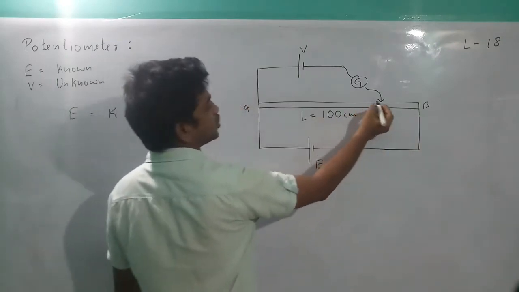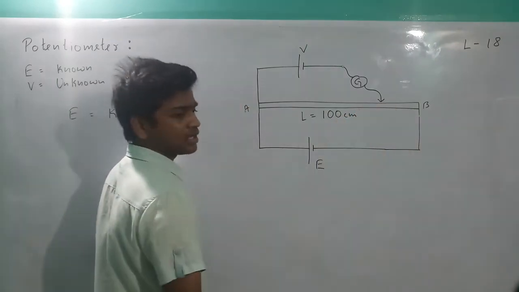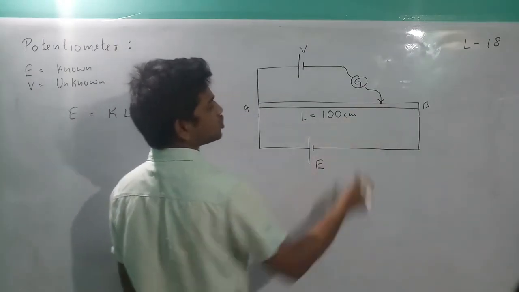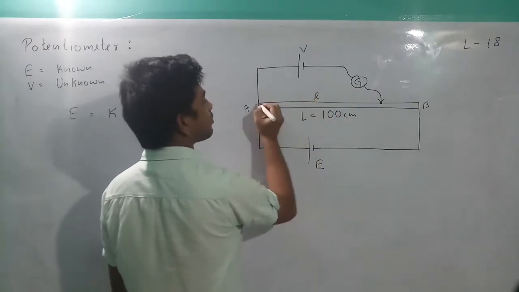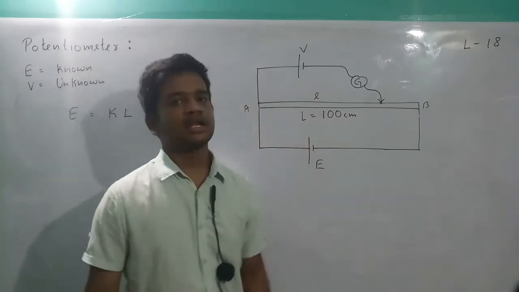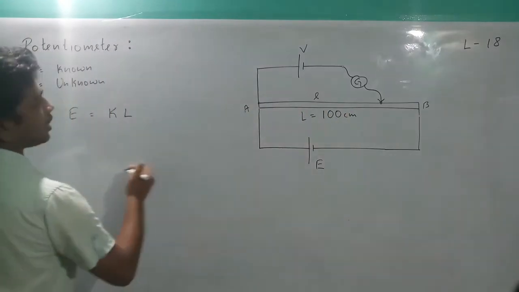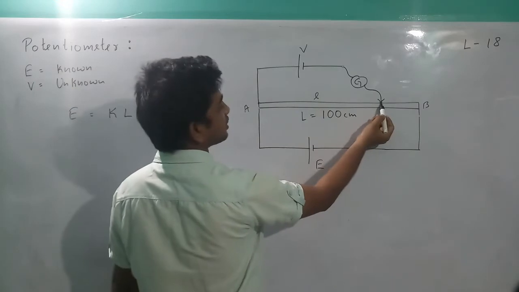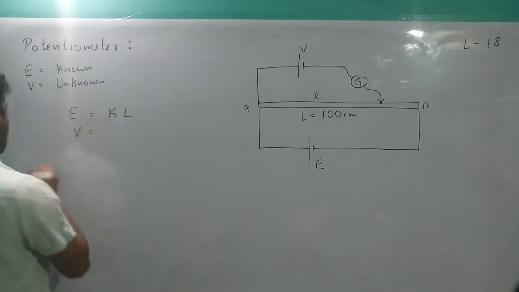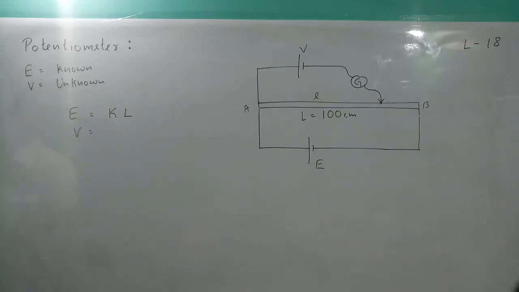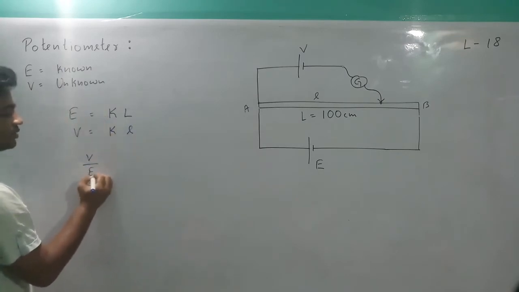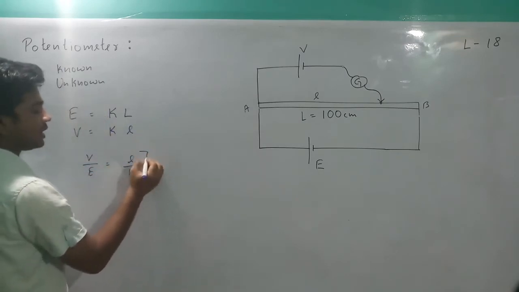Now suppose the jockey gives a null deflection, or the galvanometer gives a null deflection, when we make the jockey touch this point. Suppose the length from this part to this part is small l. So can I say this part is the potential difference corresponding to this voltage V? So I can say V is equal to K into small l. If I divide, I will find V by E equal to small l by capital L.